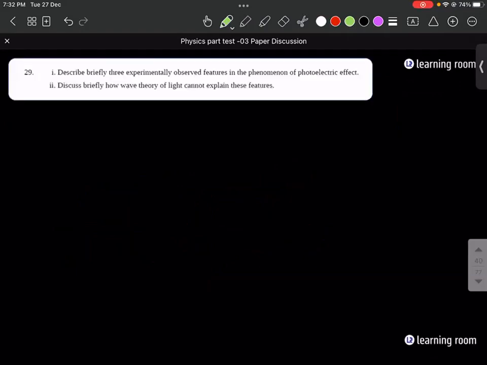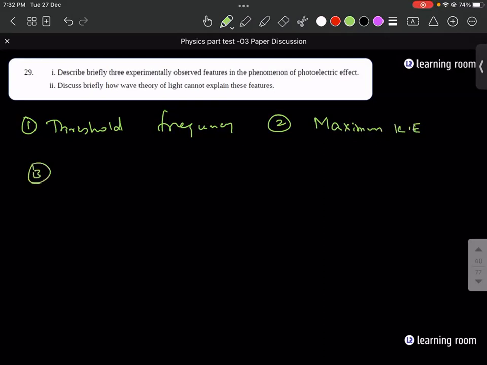Describe three experimentally observed features in the photoelectric effect. From the experiment, what are the conclusions we drew? One is threshold frequency. Second is the maximum kinetic energy. And thirdly, we speak about no time lag. That is, as soon as a photon of sufficient energy is incident on a metal surface, electrons get emitted out in less than a nanosecond.